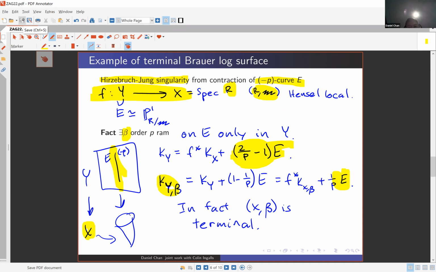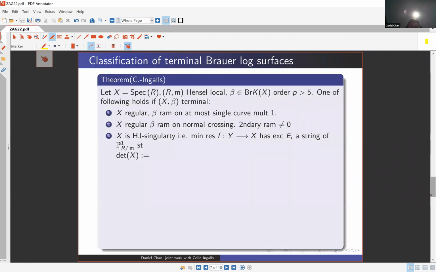So you may be wondering then, what are all these terminal pairs? Can you actually say what they are? In general, we can't, but there is a case when we can. So I want to tell you about the case where we can, and this is the classification of terminal Brauer log surfaces.